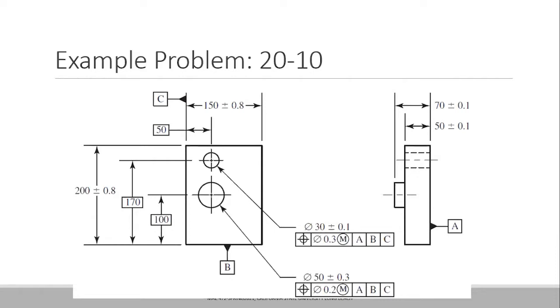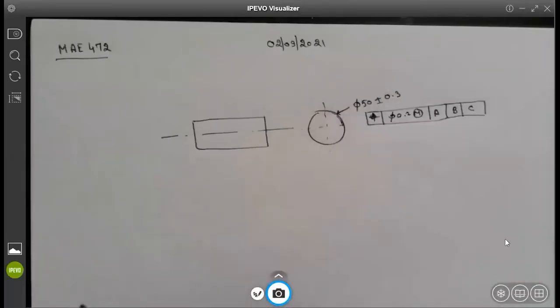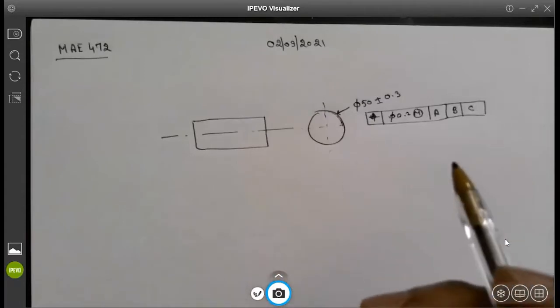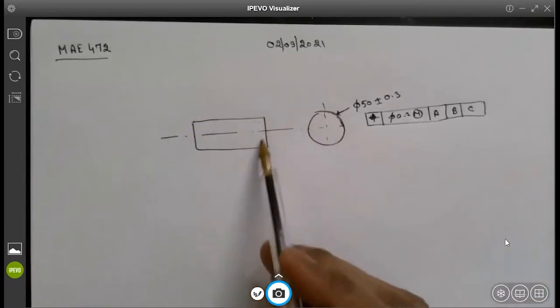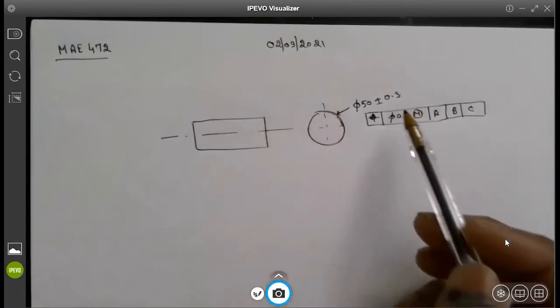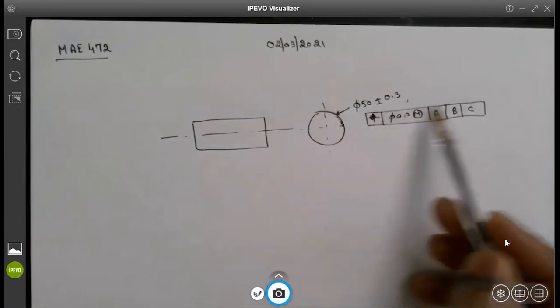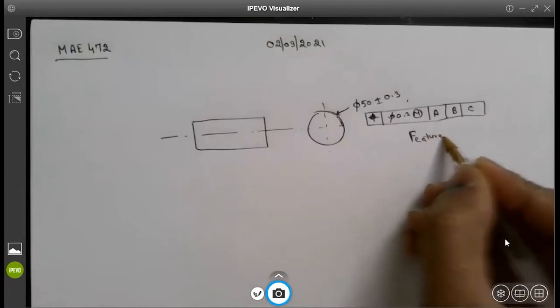Let me share a document camera here. Just give me a second, please. Okay, can you see the document camera? Yes, we can. Great. Here I'm not looking at that drawing, just a simple projection of a cylindrical object. Here is a cylinder. It has a circular cross section, a specification of the diameter, and a GD&T symbol, which we call the feature reference frame.